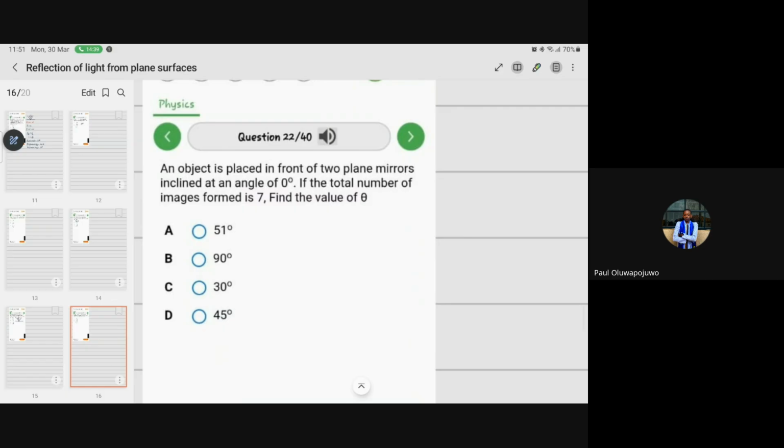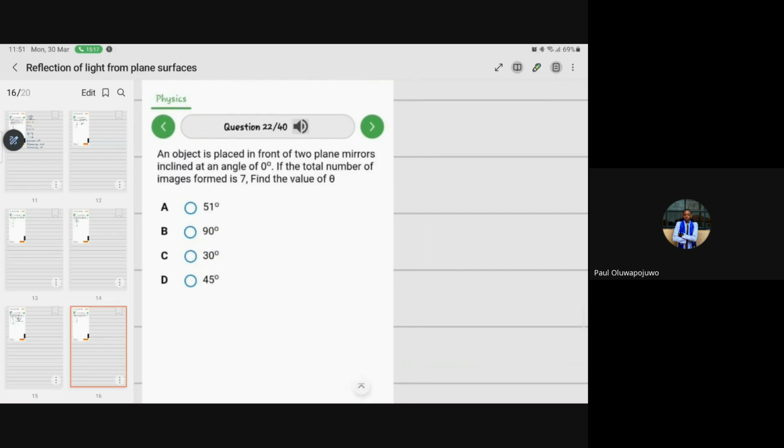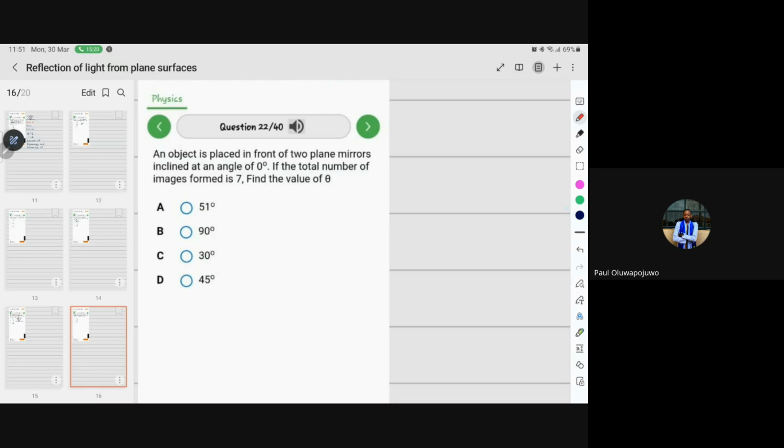Look at this one. An object is placed in front of two plane mirrors inclined at an angle of theta degrees. If the total number of images formed is 7, find the value of theta. 45, sir. 45 for 7 images. You've done it before, right? Remember that periscope is 45. You and Meso said 8. Why did you say 7? So remember how we're going to do this.